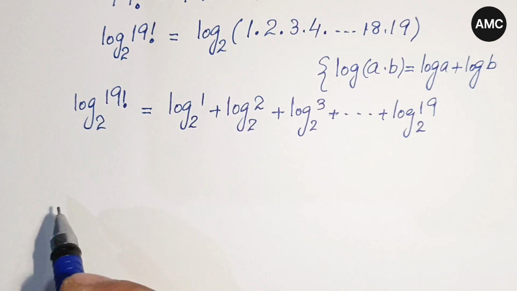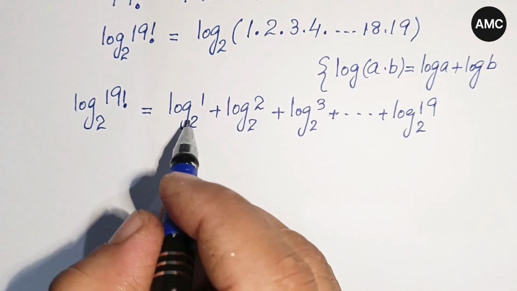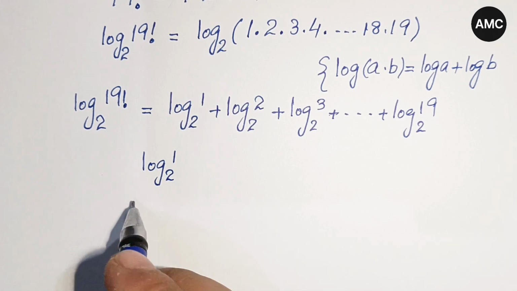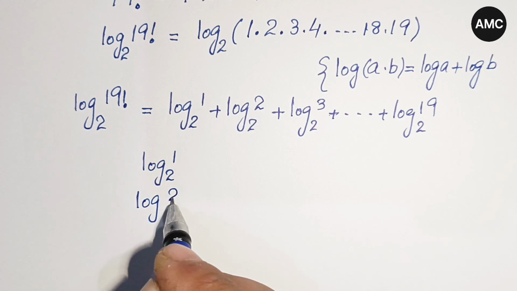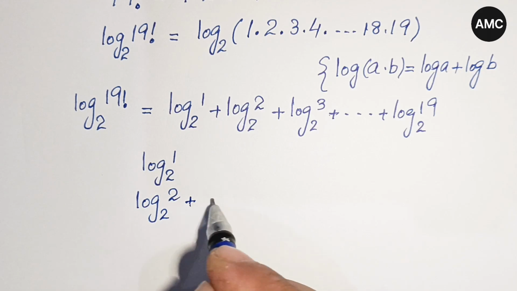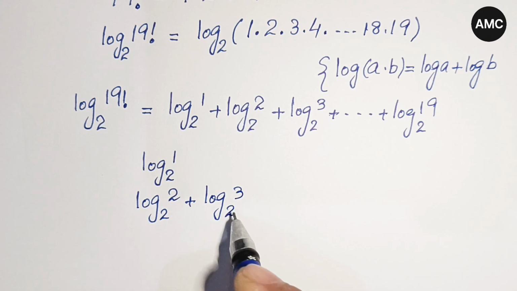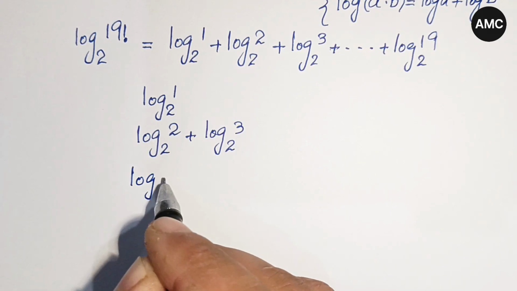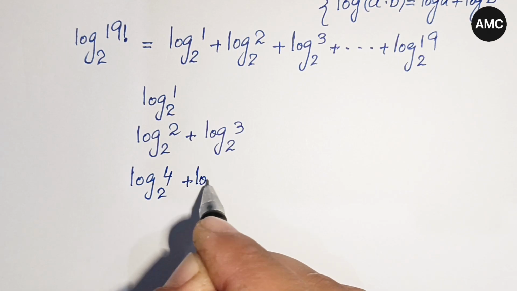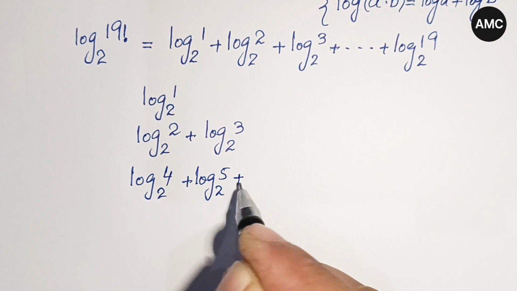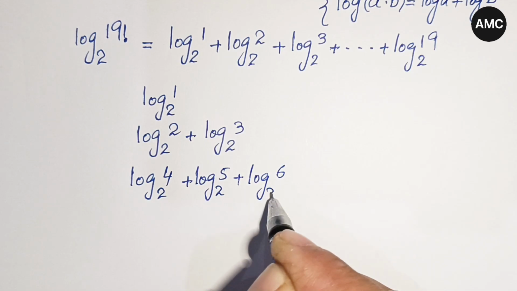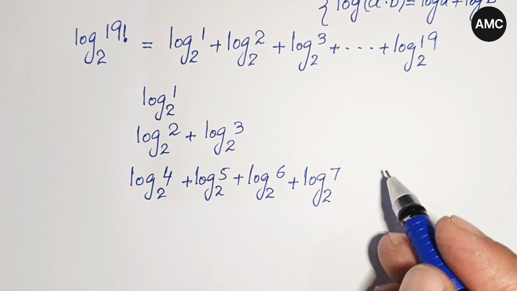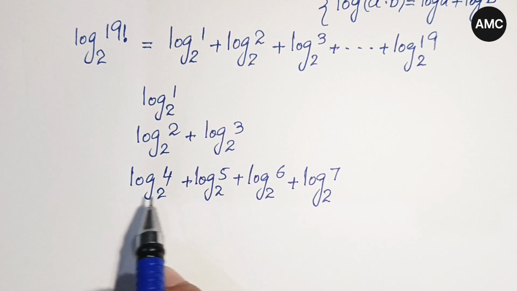Now we are going to write these 19 terms into different groups. First of all, our first group is log 1 to base 2. Similarly, log 2 to base 2 plus log 3 to base 2 is our second group. Our third group is log 4 to base 2 plus log 5 to base 2 plus log 6 to base 2 plus log 7 to base 2. We have 4 terms.